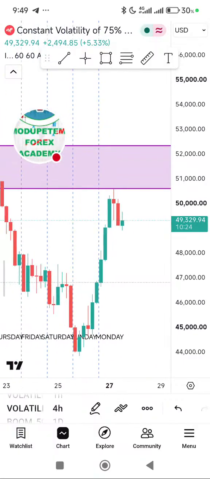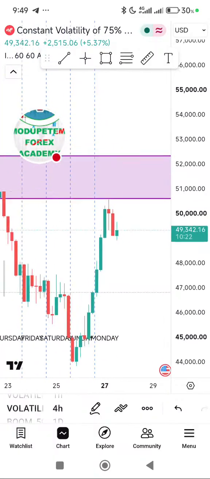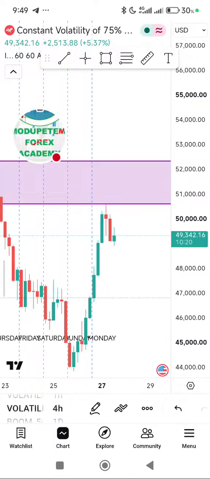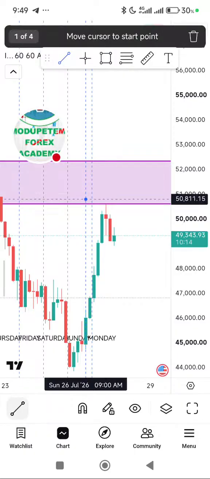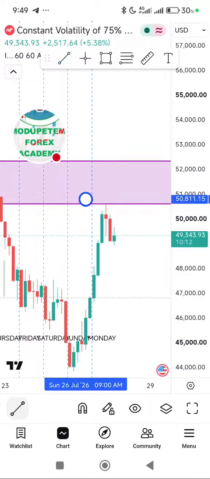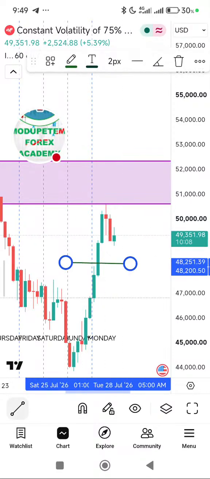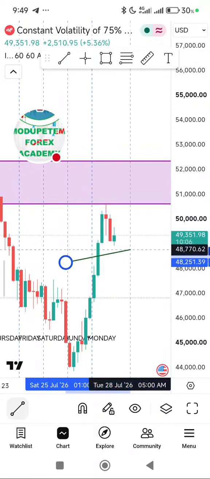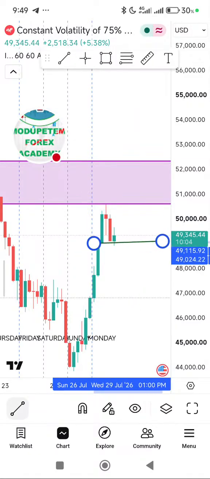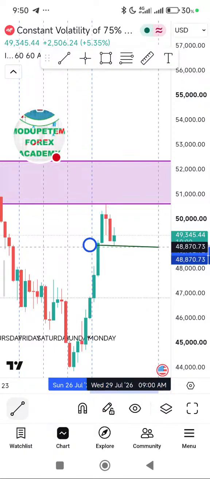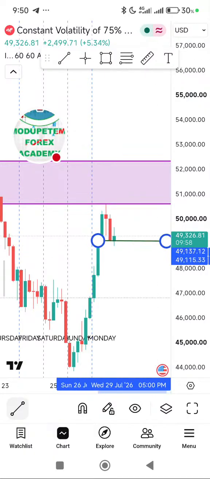So on my 4 hours time frame, you can see I already have a CRT. Let me show you the CRT that I have here. So I have this CRT candle already. So they've taken out the low of this CRT candle.